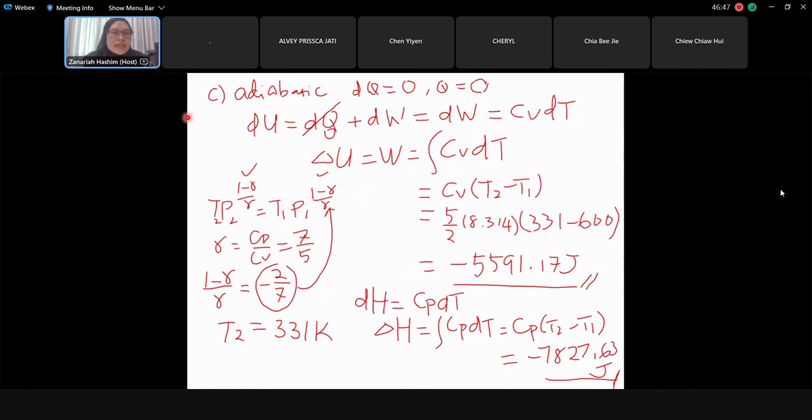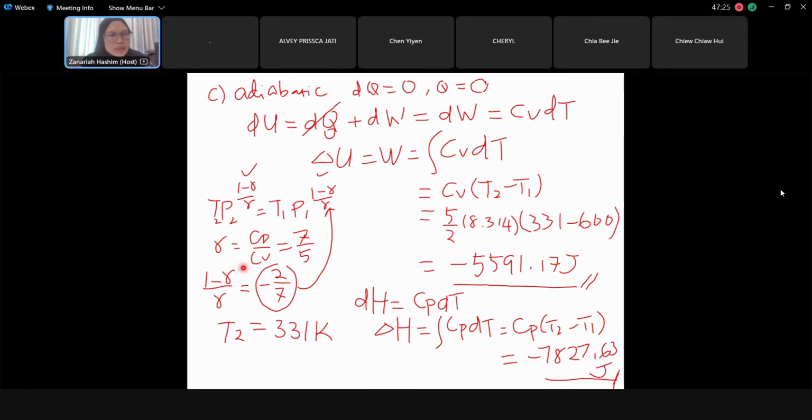C is the adiabatic process. So for adiabatic, dQ equals 0, so Q is 0. And then from the energy balance here, dQ is 0, so you are left with dW only. From here you get the relation delta U equals W equals the integration of Cv times dT. So you just substitute and get negative 5591.17 joule. For delta H, you get this from the relation between H and Cp.